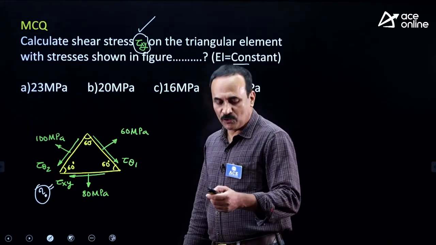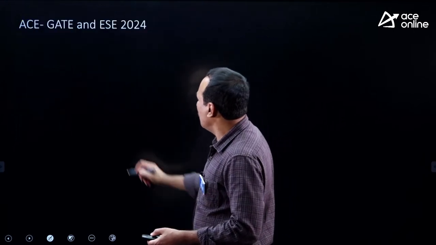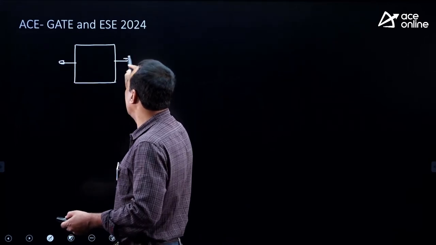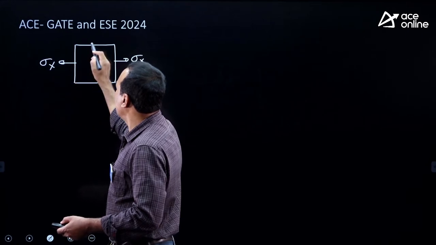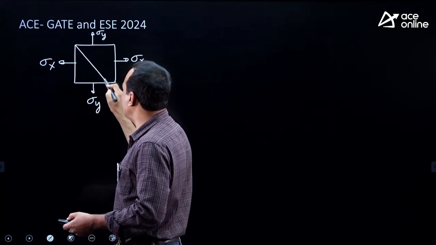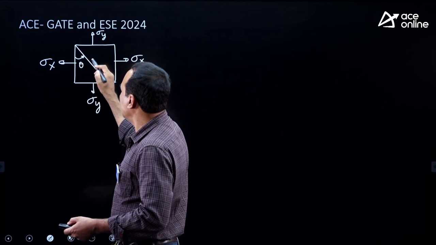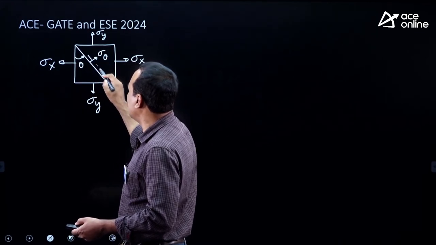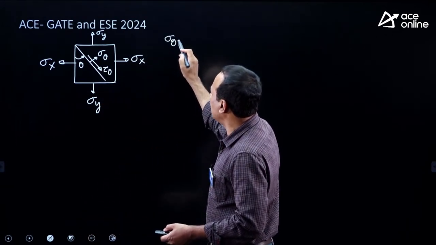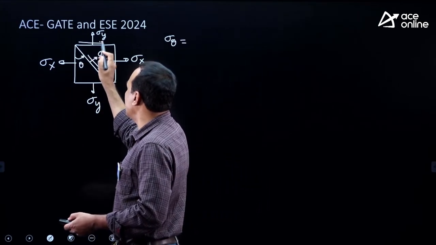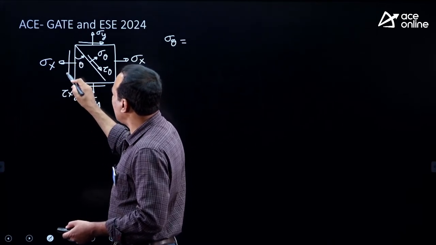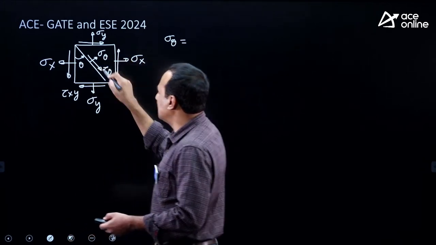Before we go to solving this problem, you know that if this is a standard element, this is sigma x, this is sigma y, and this is an inclined plane we have taken, theta. The normal stress on this inclined plane is sigma theta, shear downwards is tau theta. I am taking clockwise shear on the horizontal plane as positive. This is tau xy. To balance that, anti-clockwise shear should be there on the vertical plane. This is the standard element.